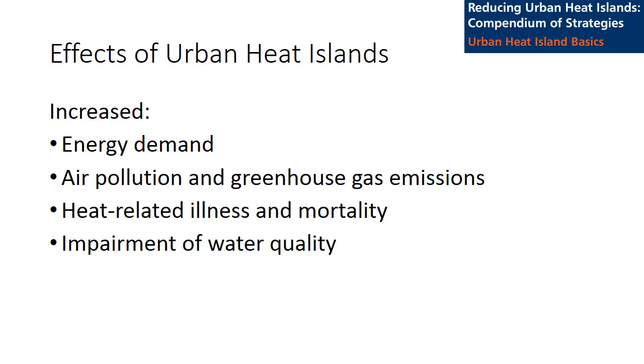heat-related mortality. For impairment of water quality, because the pavement absorbs so much heat and is hotter, the stormwater passing over it is heated. In fact, pavements that are 100 degrees Fahrenheit can elevate initial rainwater temperature from roughly 70 degrees Fahrenheit to over 95 degrees Fahrenheit. And this increased water temperature affects the metabolism and reproduction of many aquatic species.